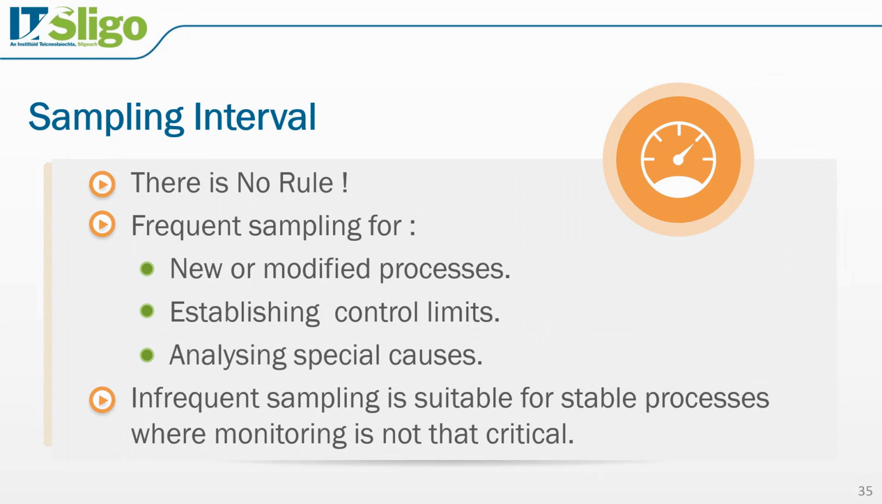How often should we sample? This is often a question which is very relevant. However, there is no rule. If we're dealing with a new process, or we've made changes to the process, or we're attempting to analyze special causes and root cause problems associated with our process, then we may want to sample reasonably frequently. If, on the other hand, it's a particularly stable process, then we may choose to perform infrequent sampling.